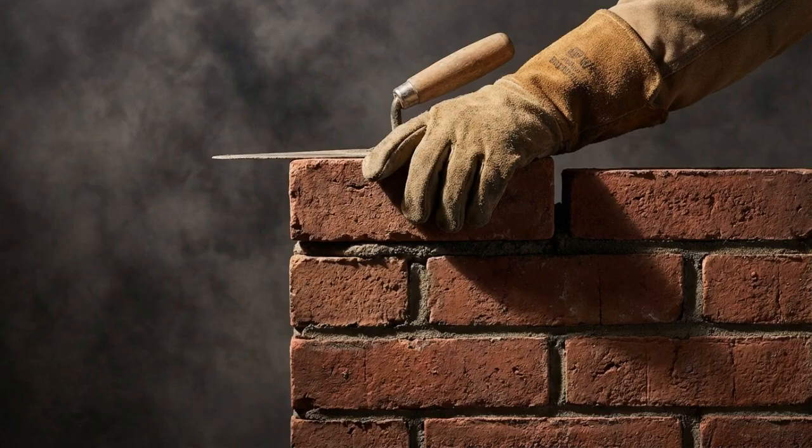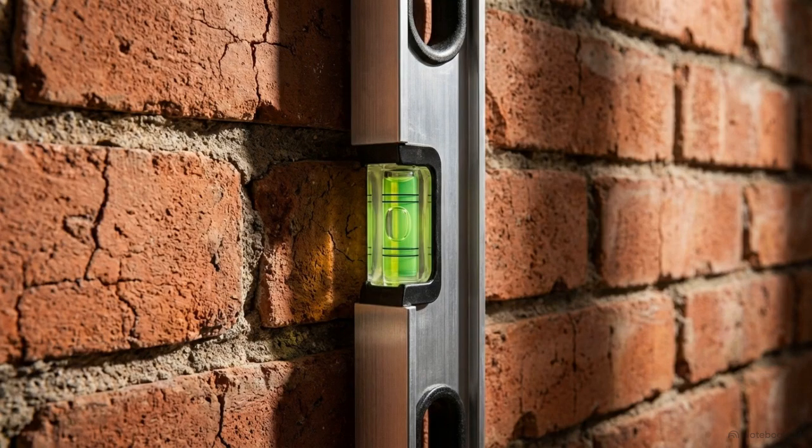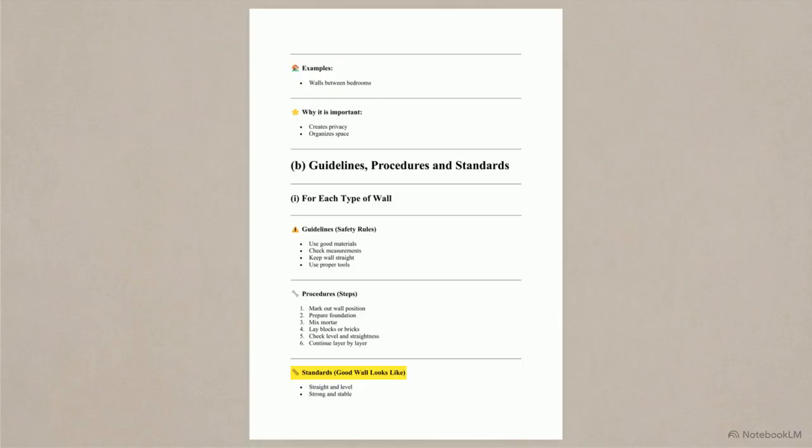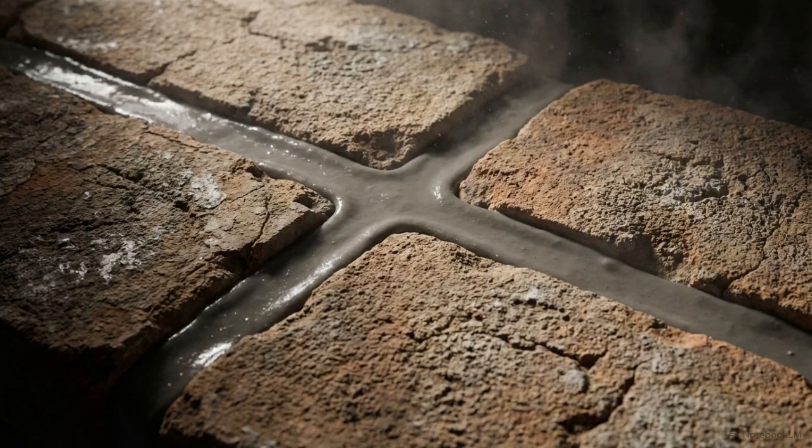With the pattern established, builders continue stacking layer by layer. On every single course, they use a spirit level to check that the top edge remains perfectly horizontal and the face of the wall remains vertically straight. Checking our standards section here, we can verify the physical markers of a high-quality build. The final structure should feature perfectly even joints, absolutely no cracks, and a strong, stable presence. Structural integrity isn't an accident. It is achieved by combining these exact bonding patterns with relentless geometric checks at every vertical step.